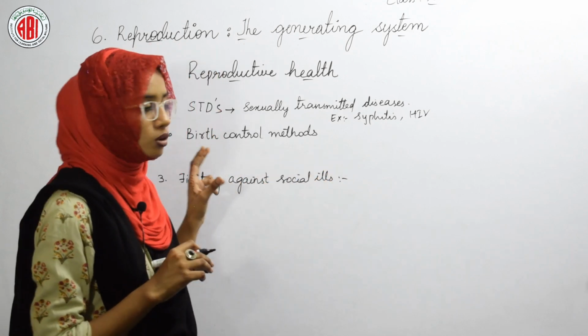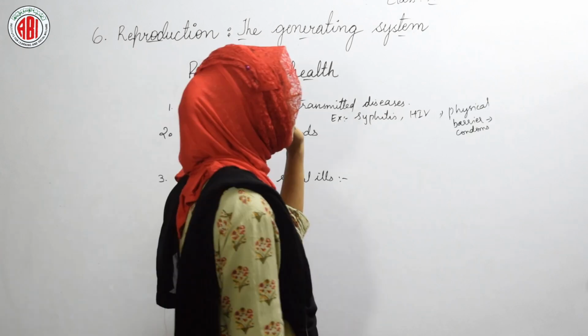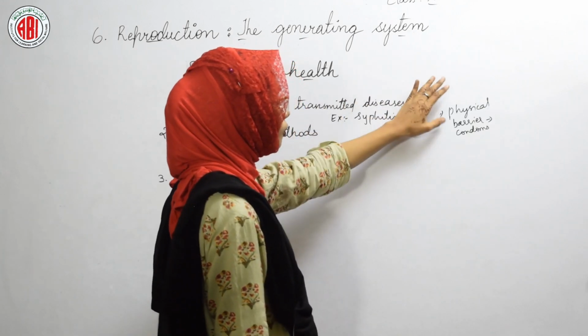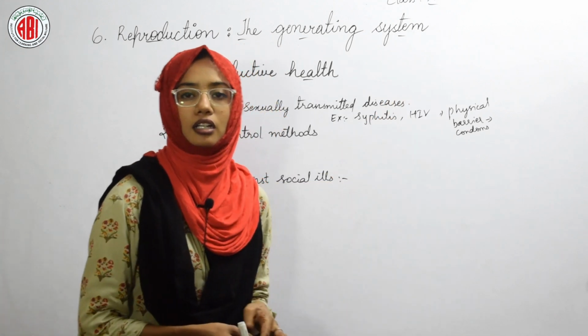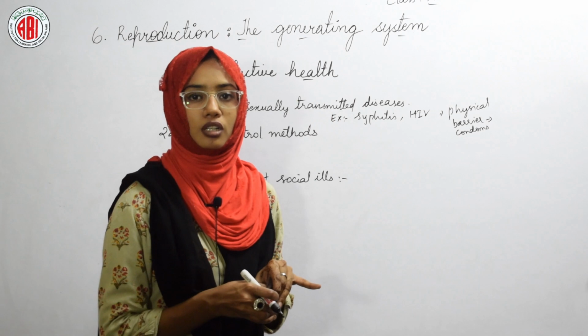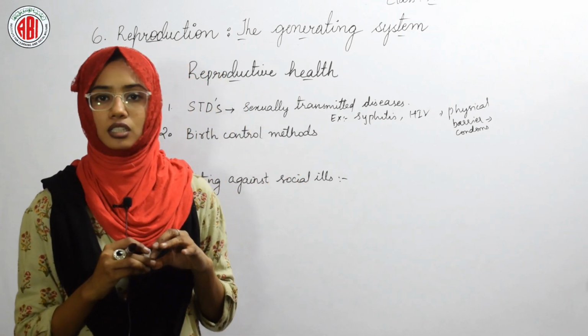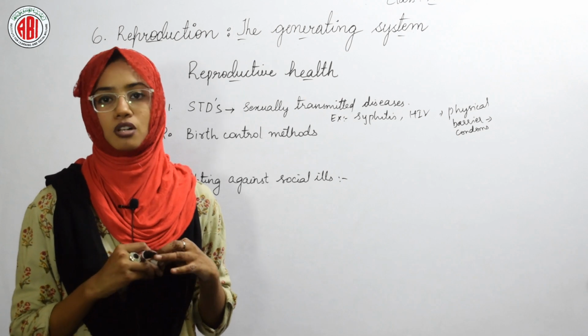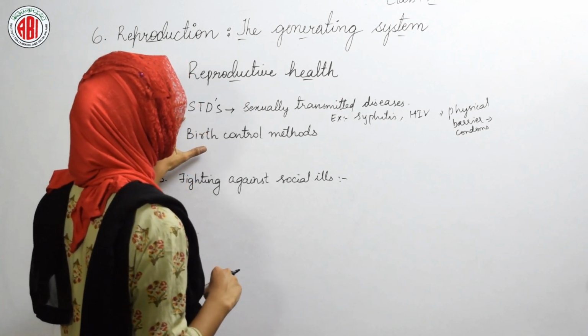So to control these diseases, we need to follow some preventive measures. The preventive measures include using physical barriers like condoms, and also that a person should not intercross with another person. If there is no sexual relationship between two persons, then sexually transmitted diseases can be controlled.